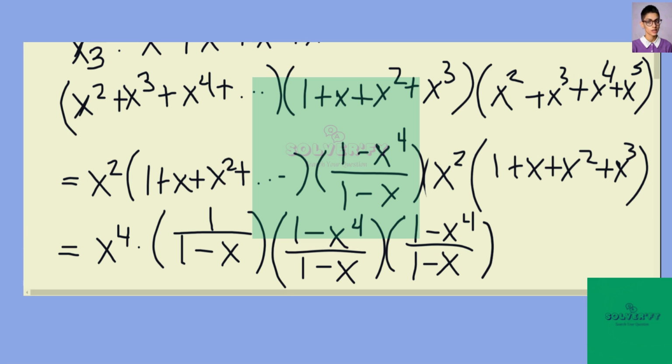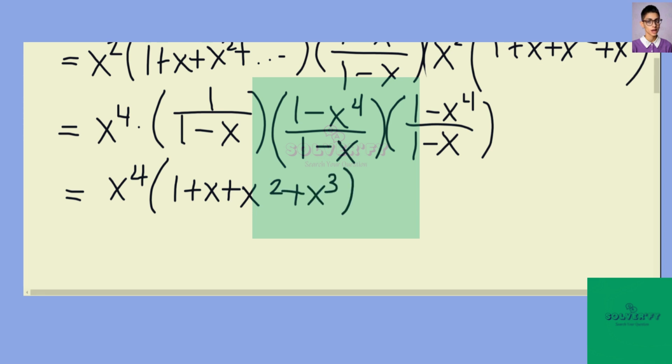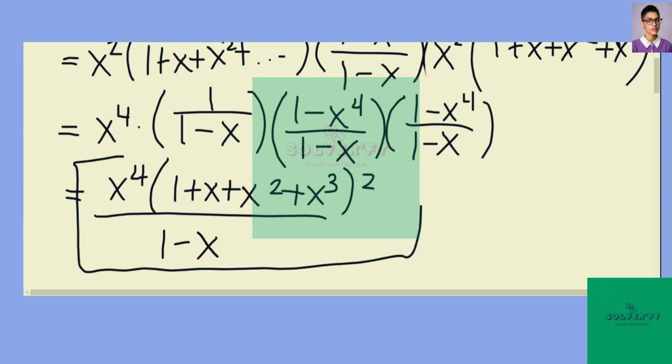So that's one way to write it. Another way is if we re-expand some of these, we get x to the fourth times 1 plus x plus x squared plus x cubed squared over 1 minus x. This is another way to write the generating function.